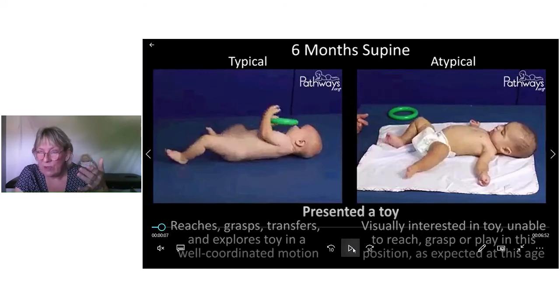But it might even be a floppy infant or maybe a mentally retarded child. It mainly is the low tone. The low tone is very obvious.